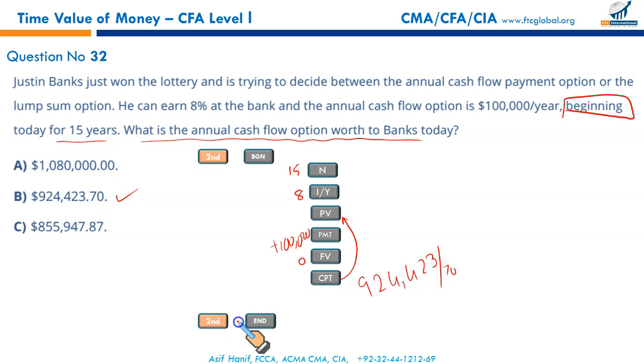And don't forget to exit the beginning mode. You need to press second PMT second set. That is very, very important. If you do not exit the beginning mode, you will make mistakes in your next question. So this is very essential. So you got your result. That was a straightforward question. Moving on.